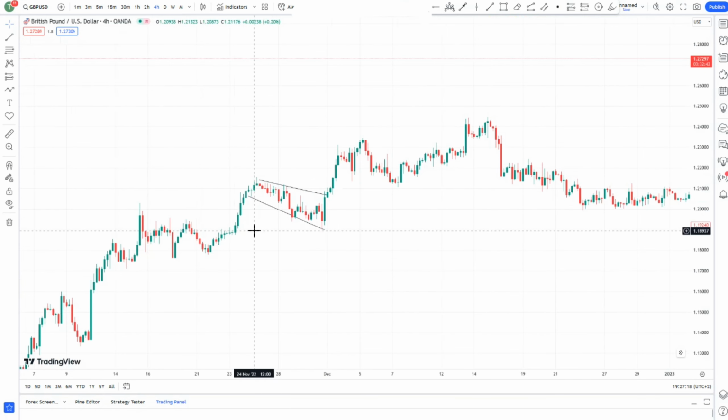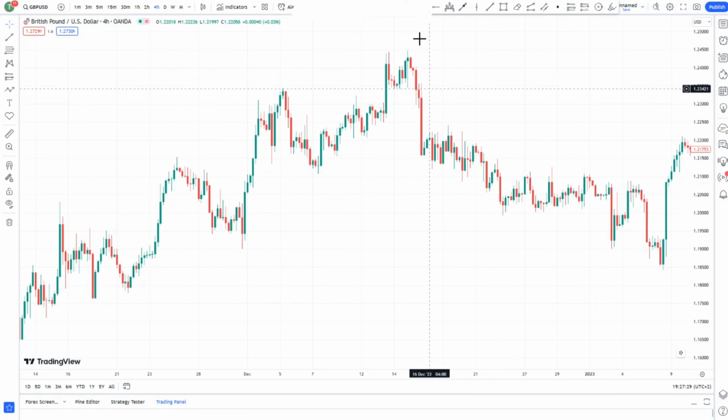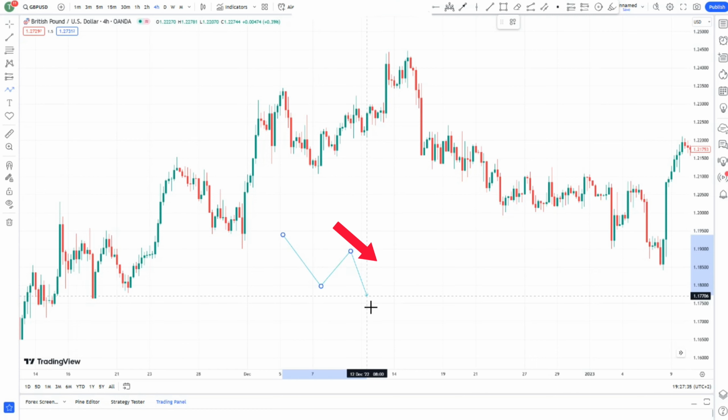Now, in terms of how you use it to predict a retest, let me just look for a quick example for that. So let me show you what I mean by that. Let's say price is moving down, a downward trend.